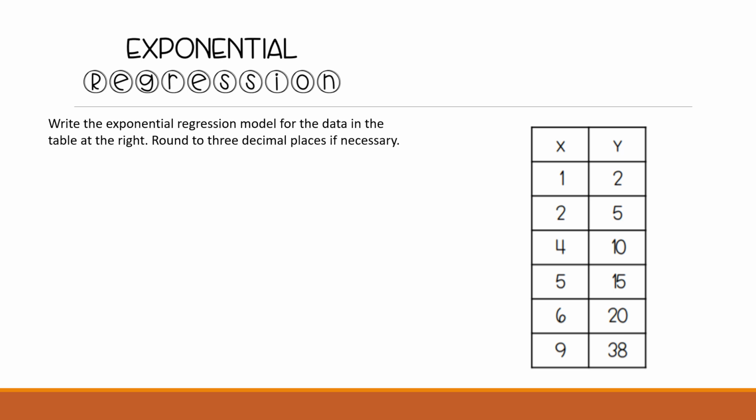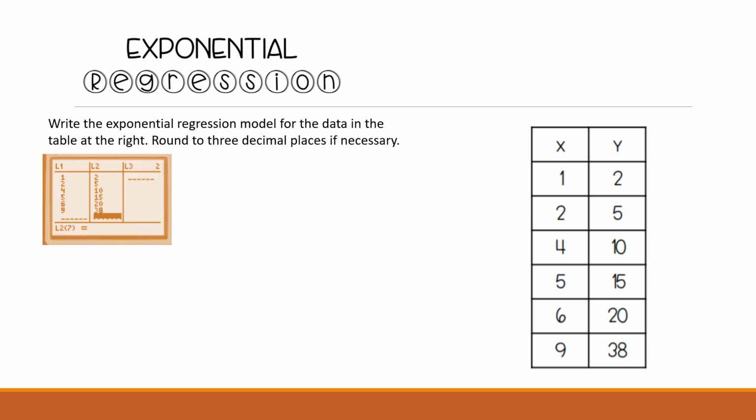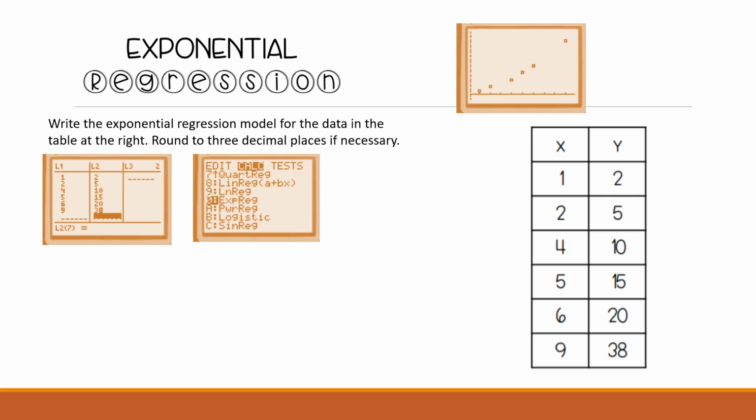This time they're requesting to do exponential regression, rounded to 3 decimal places if necessary. Our x's go in list 1 and our y's go in list 2. As I have shown here, we can do a scatter plot. It does look like exponential growth. We're going to go over to calculate. This time we're going to have to scroll down quite a bit to get to exponential regression, and you can see that option right there.